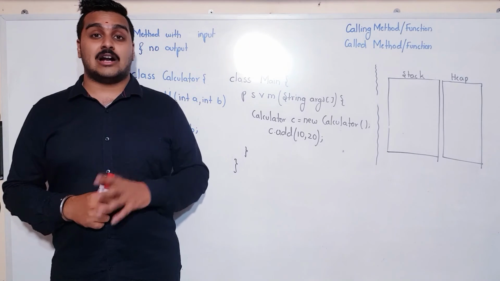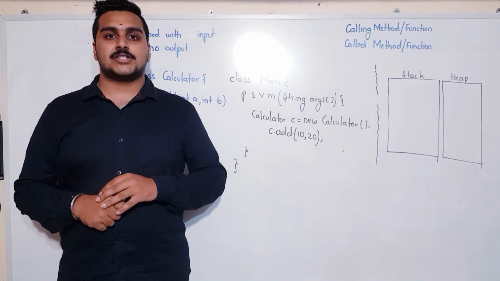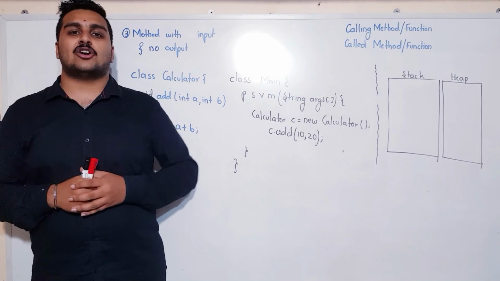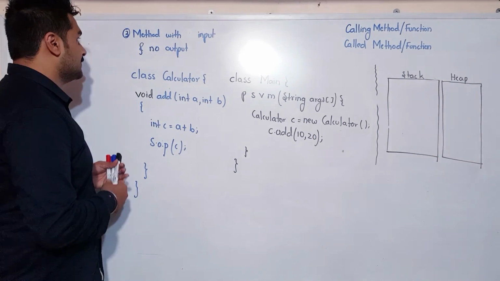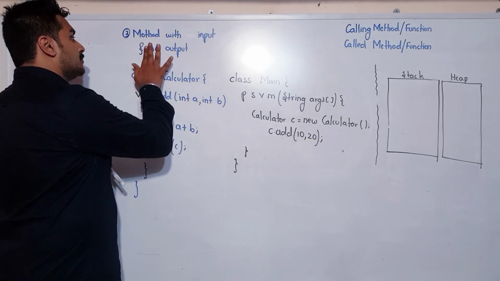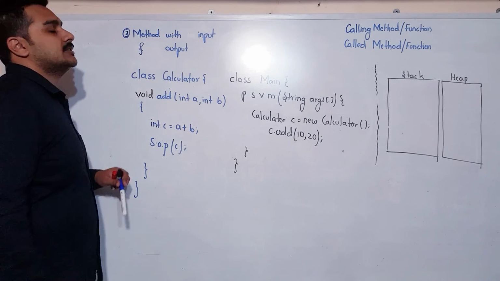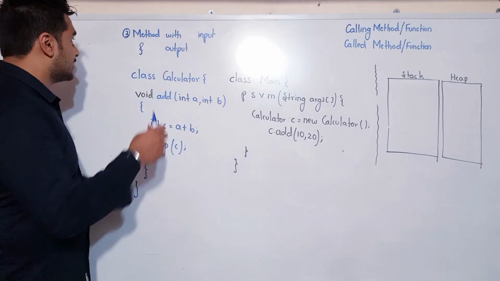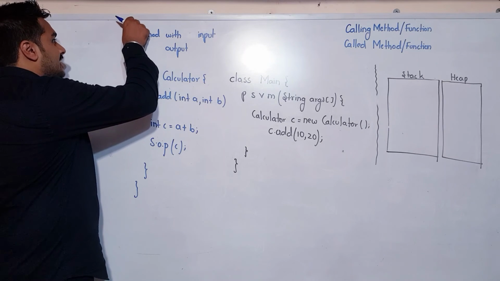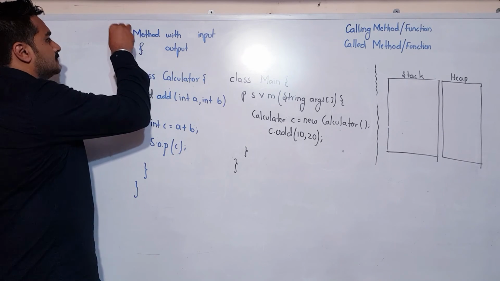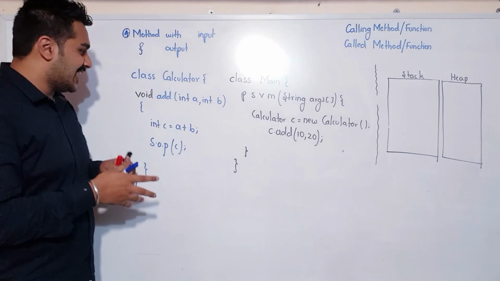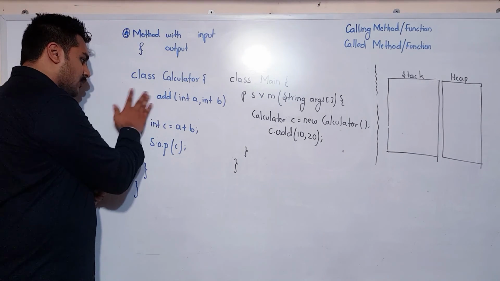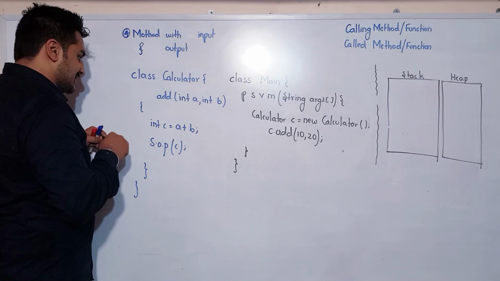I hope you have understood all the 3 types of methods. Now, the last but not the least, the 4th type of method. What is the 4th type of method? Method with input and output. So now how do we write this code? You already know it. How do we write it? Remove this void, add it as int.